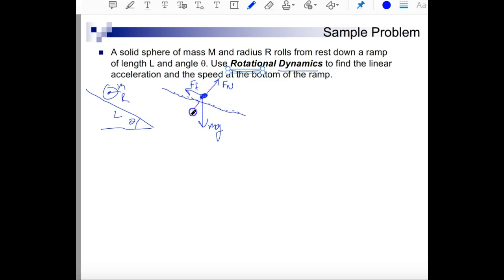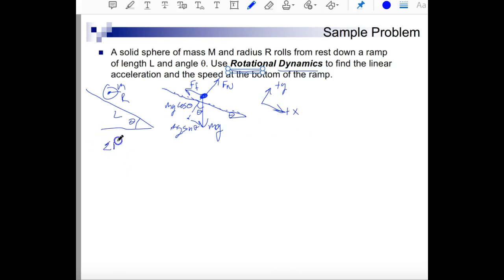So now we're going to do components. We've got one component there and another one there. This angle is theta, just like this one, so we can even put that angle in over here. This side is going to be mg cosine of the angle. This one's going to be mg sine of the angle. So now we've got everything we need. We also are going to say this is positive y, and because the ball is going down the ramp, we're going to make this positive x.